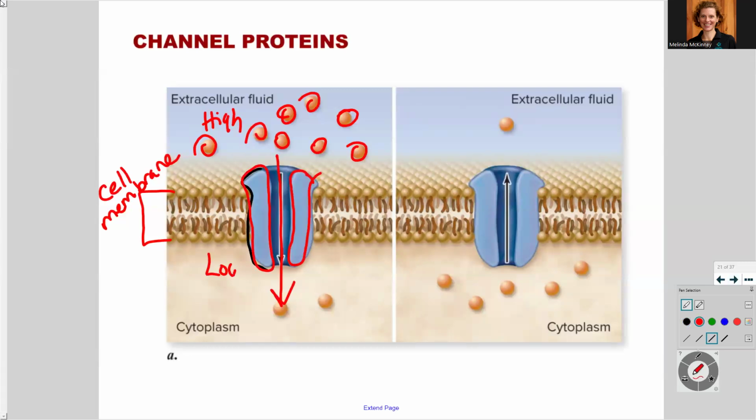Anytime that we have passive transport, that means no energy. Things naturally are going to go from an area where there's more of them to where there's less. So on the left, there's more on the outside, so they're moving in. On the right, there's more on the inside, so they're moving out.